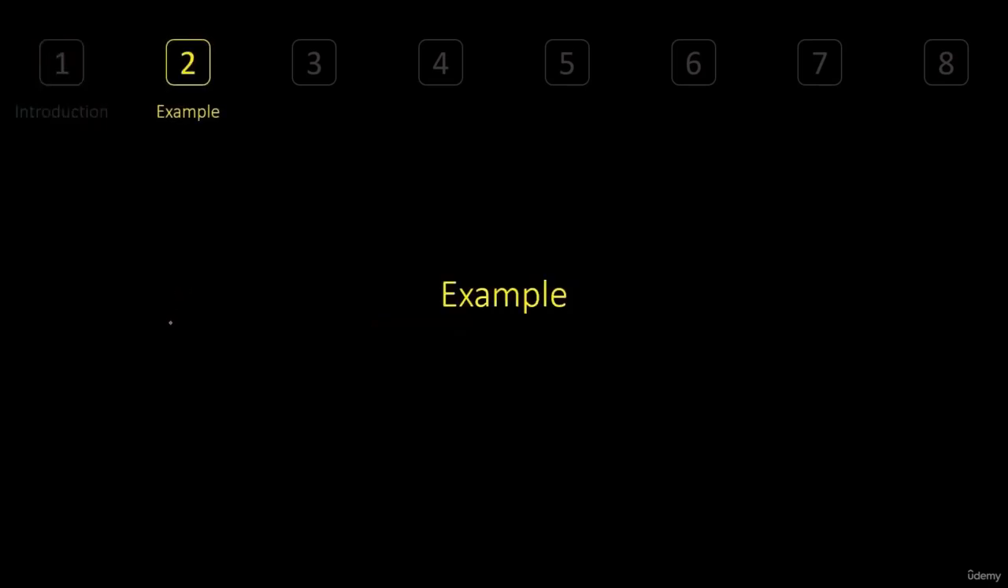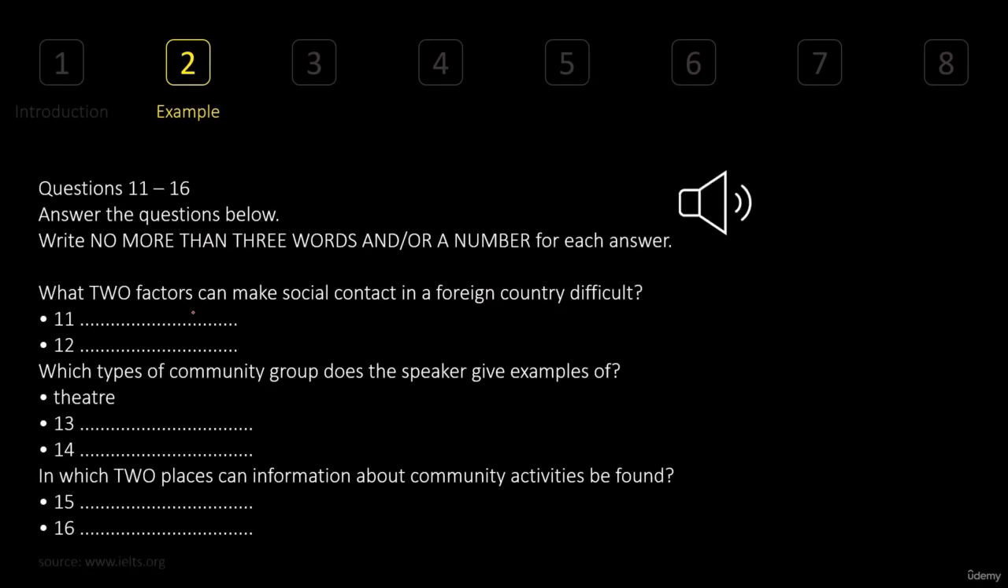Now let's see an example so that you can easily understand what I mean by a simple question kind of answer. This is what you see here. We have the question: what 2 factors can make social contact in a foreign country difficult? You see, this is a direct question. It could be 2 factors, it could be 1 factor. Here they have mentioned 2 factors. But it is a direct question for a short answer. Now look at the instruction. They have mentioned 3 words. So watch out for that, okay? I'm going to play the audio and let you finish questions 11 to 16. Get ready for the audio.